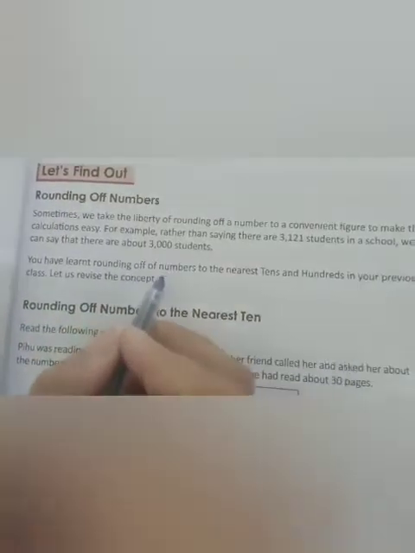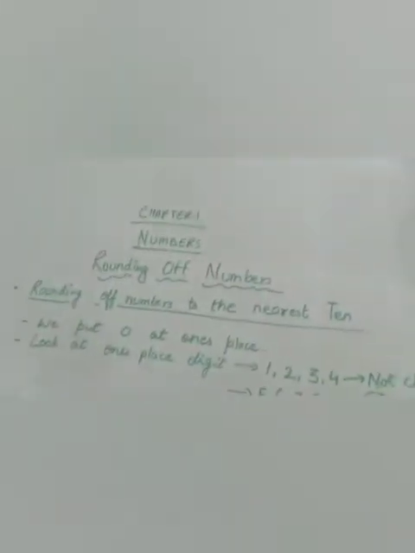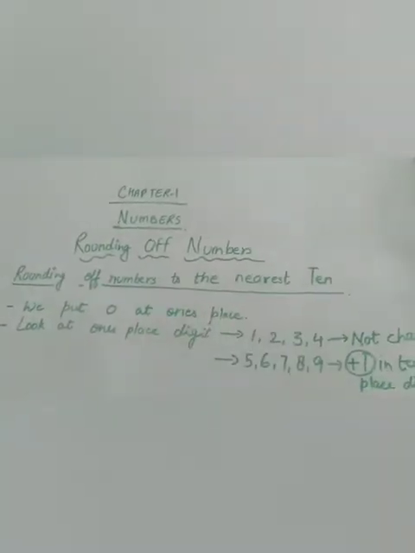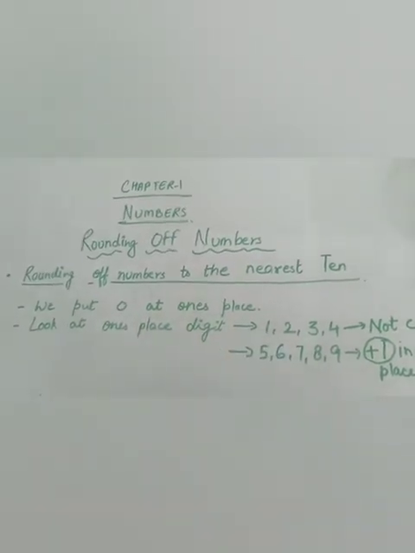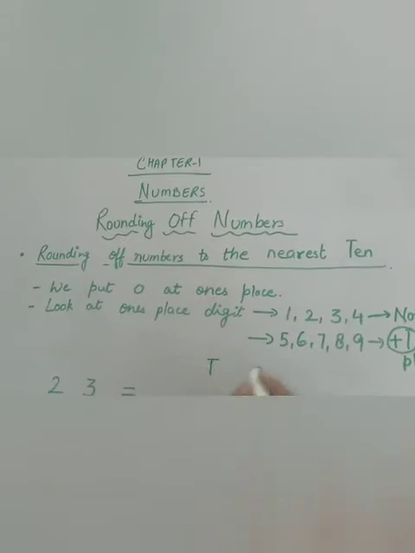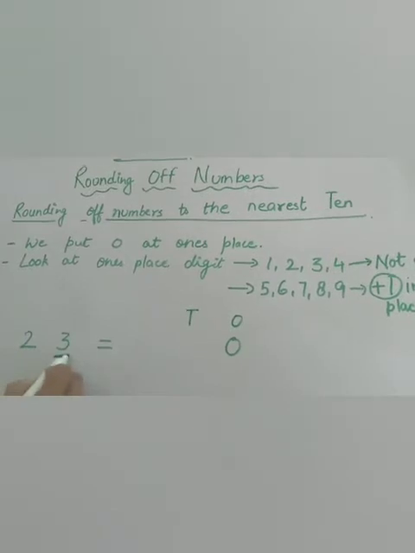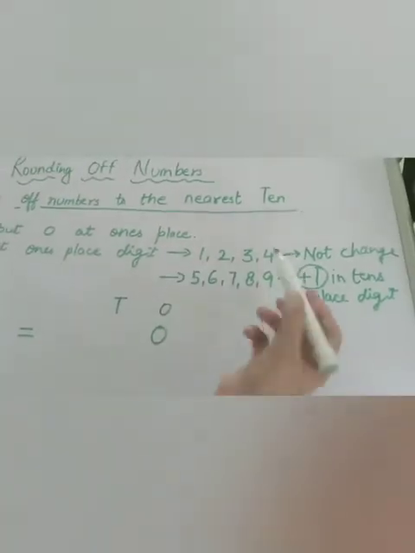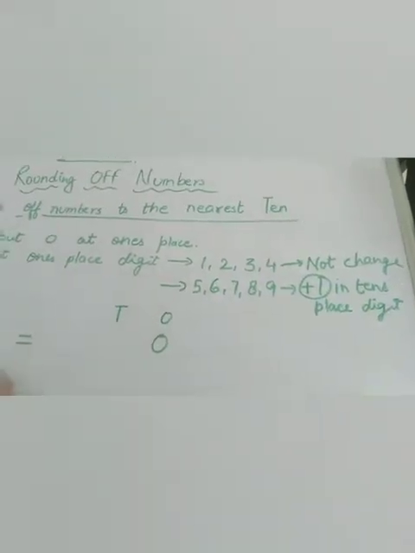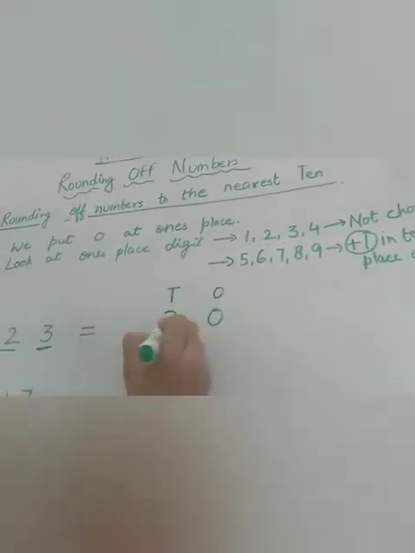So you have learned rounding of a number to the nearest tens and hundred in your previous class. So let's revise the concept. See, for rounding of a number to the nearest 10, first we will put 0 at the ones place. So this is ones and tens. Ones place we put 0. Now look at the ones place digit. If this digit is 1, 2, 3 or 4, we will not change anything. So at the ones place we put 0, and we will not change any other digit.